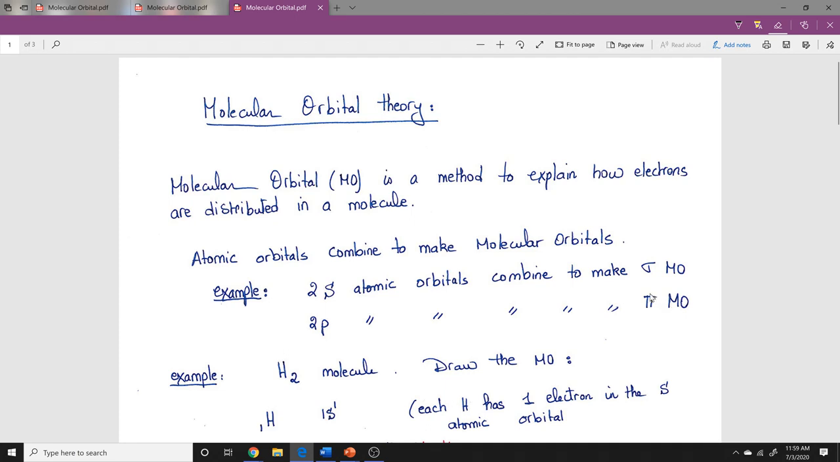So what is a molecular orbital? Molecular orbitals are formed by combination of atomic orbitals. And molecular orbitals give us the whole picture of figuring out how electrons are distributed not in an atom, in a molecule. Now we've studied how electrons are distributed in an atom by looking at the atomic orbitals.